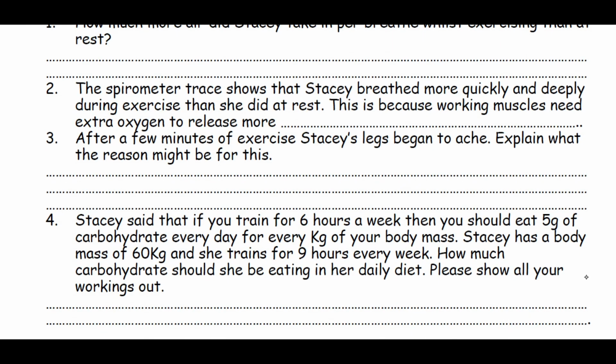And then this last question. This is a problem-solving question. It involves ratios, or fractions, depending on which method you use to work out. So Stacey said if you train for 6 hours a week, you should eat 5 grams of carbohydrate for every kilogram of your body mass. Stacey has a mass of 60 kilograms. So she trains not 6 hours, she trains 9 hours.